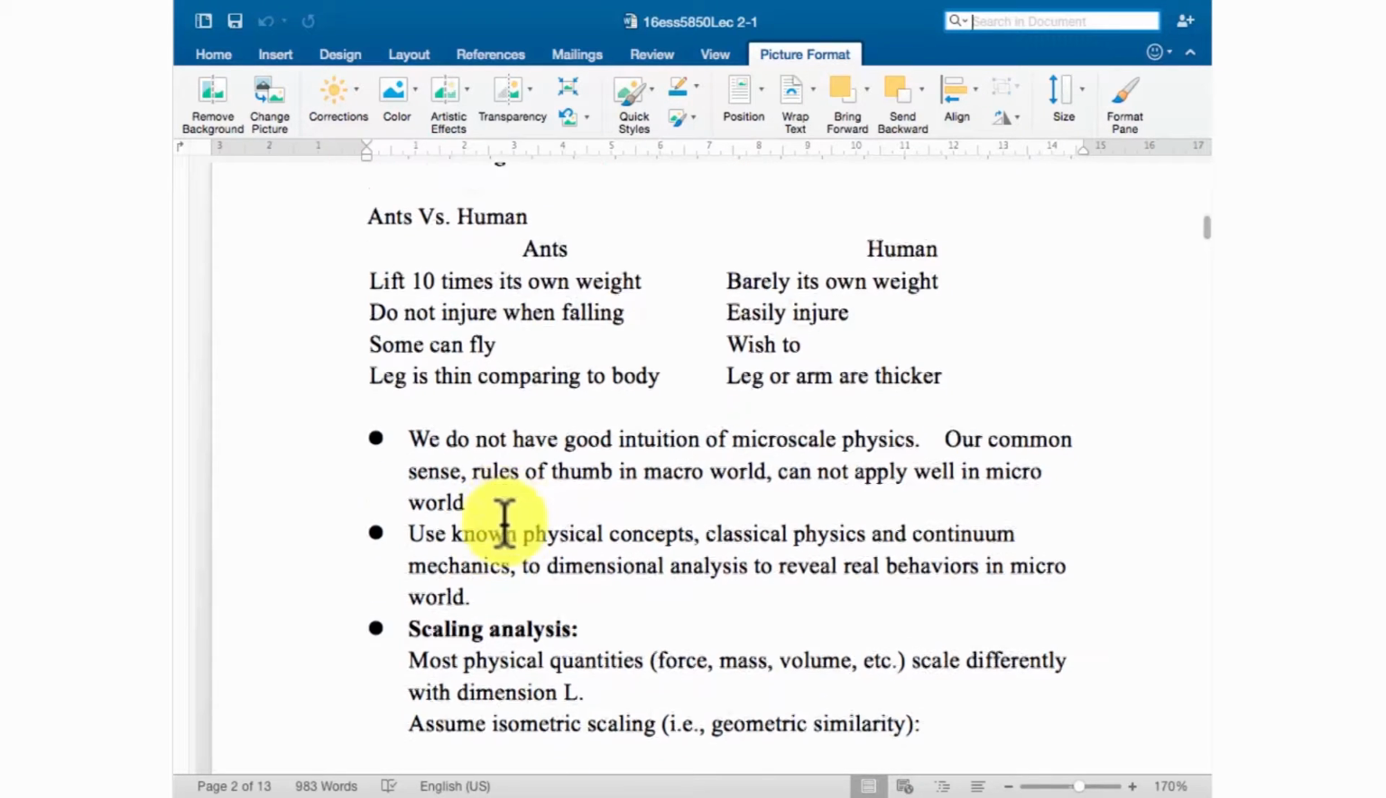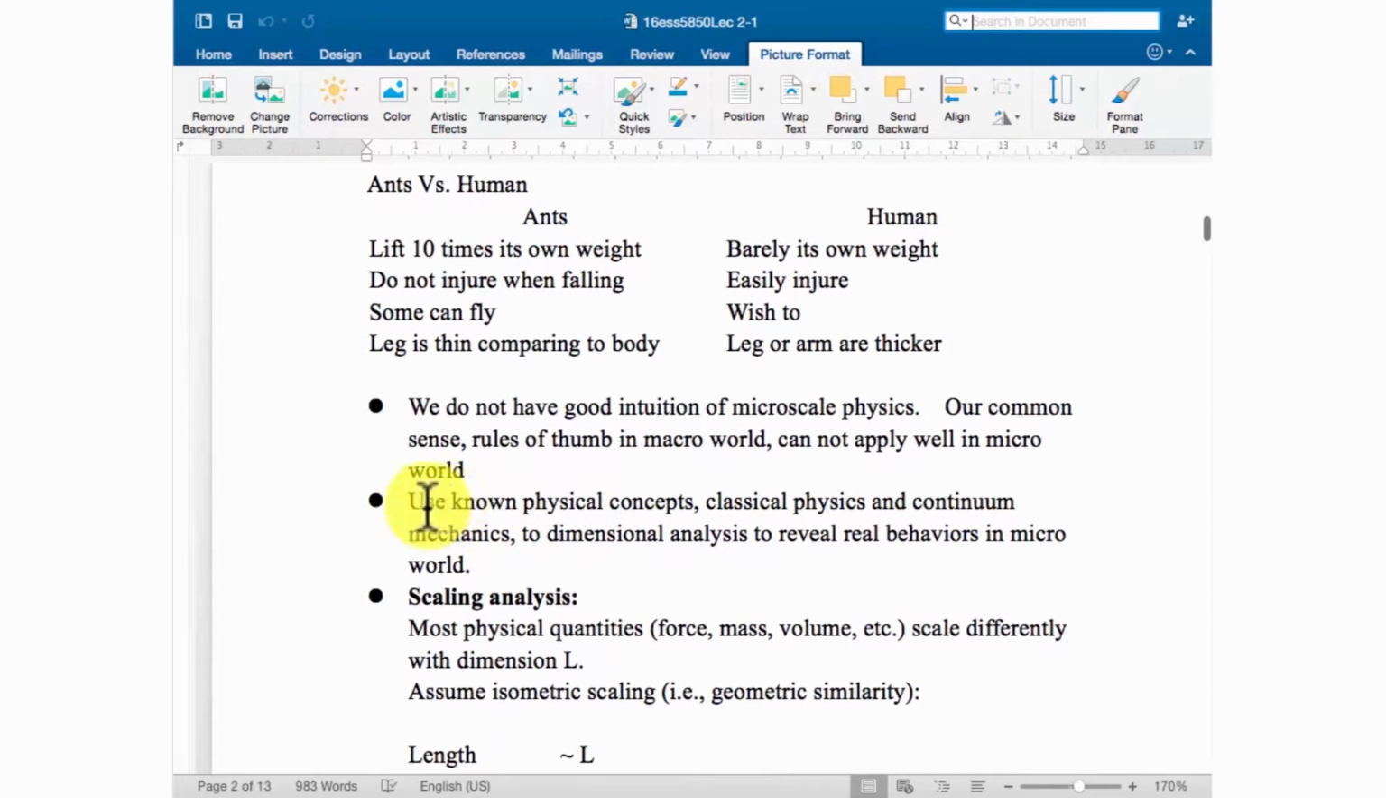We usually use our known physical concepts, classical physics and continuum mechanics, to do some dimensional analysis. The meaning of dimensional analysis is we use the same equation, but we do some calculation, some estimation under different kinds of scale conditions. So the physical phenomena will become different. You will find the result different. I will tell you how.